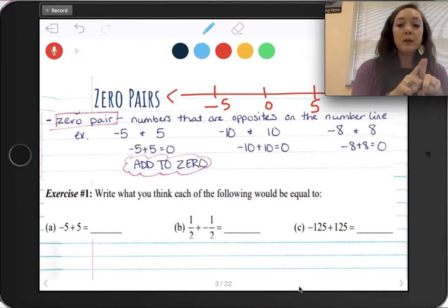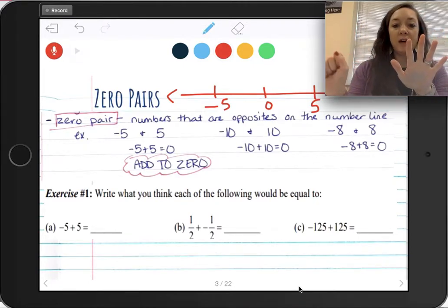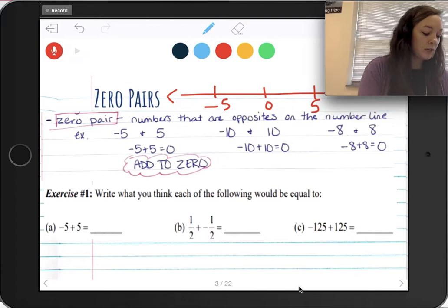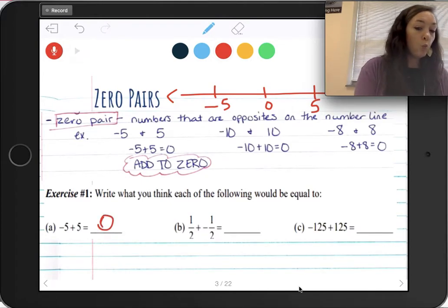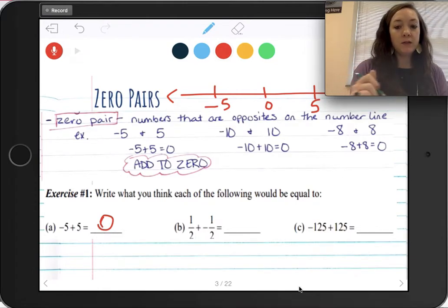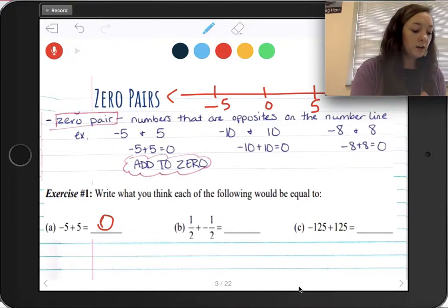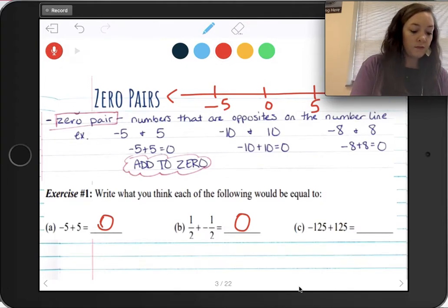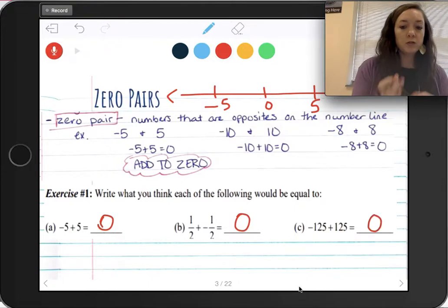That means that if I put those together, if I have positive 5 and I have negative 5, I take away 5, that's 0. Okay, so those numbers add to 0. So for negative 5 plus 5, we've already done that. That would give us 0. 1/2 plus negative 1/2. Same number digits, but the sign is different, so we know that those are going to equal 0. Or if I have negative 25 plus 25, that would give me 0 as well. So those are zero pairs.